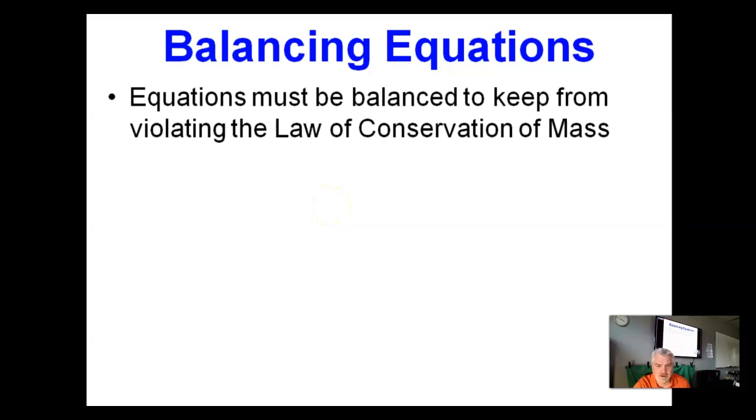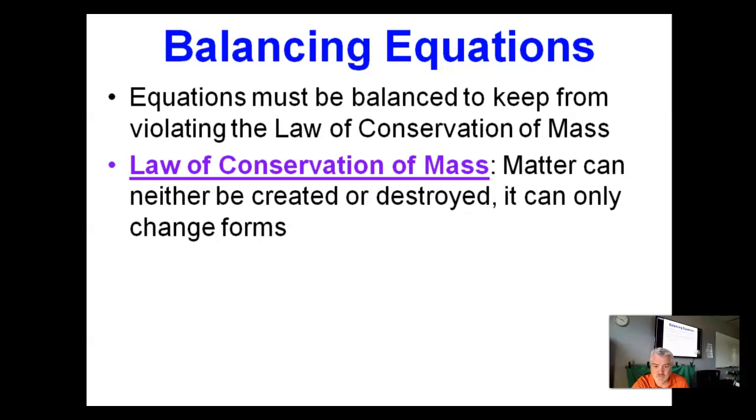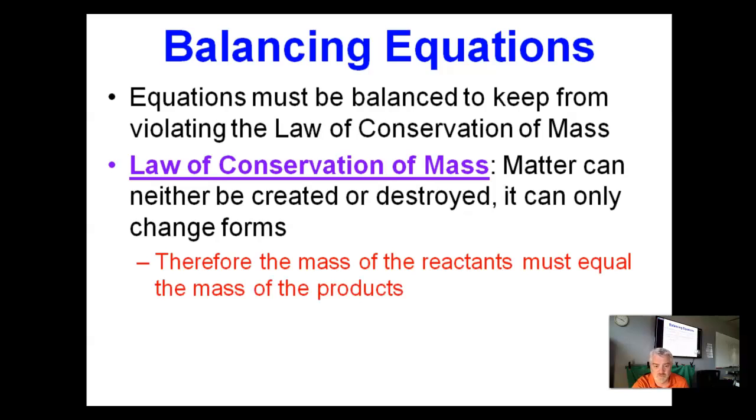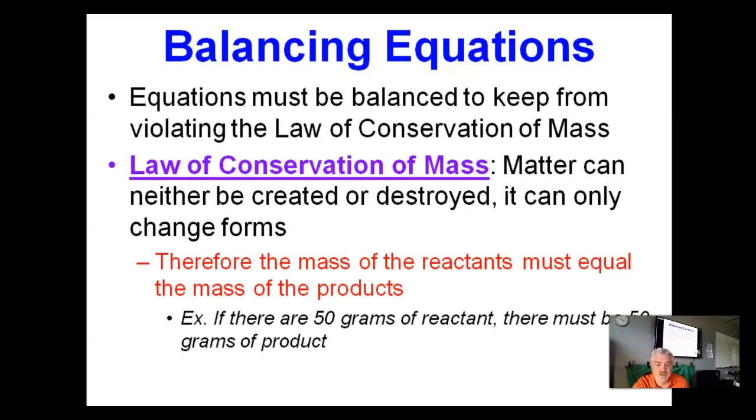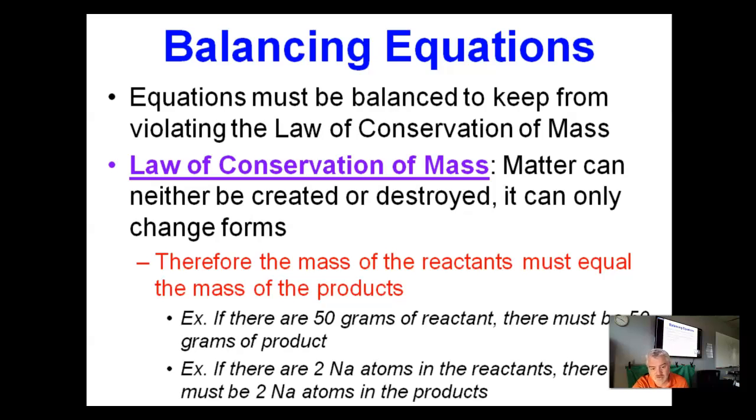All right, let's talk about balancing equations. Remember, equations have to balance to keep from violating the law of conservation of mass, which says matter can neither be created nor destroyed. It can only change forms. Therefore, the mass of the reactants always equals the mass of the products. So if you have 50 grams in the reactants, you have 50 grams in the products, but also the number of atoms has to balance, and that's what we're going to be doing.